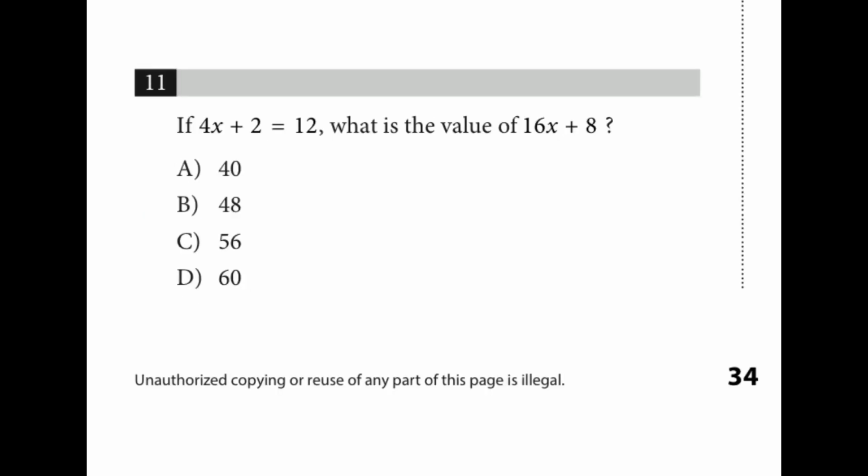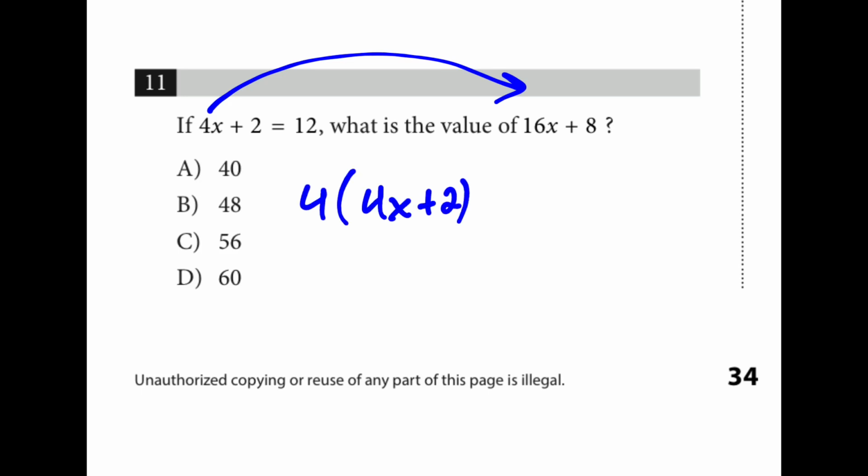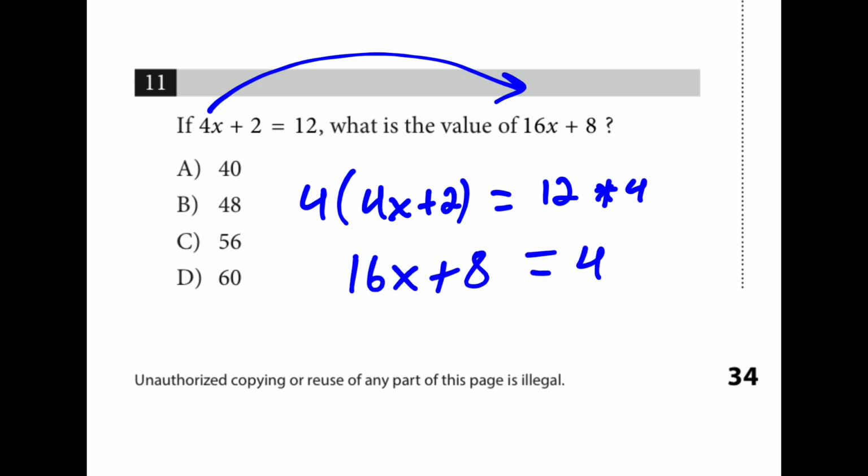There's a variety of ways to solve this. You could break it down for x and then work backwards from there. I like to think of how do you get from here to there. You multiply both sides by 4. So 4 times 4x plus 2 is equal to 12 times 4. And that tells you that this side is 16x plus 8, and this side is 48, and we jump straight to the answer.